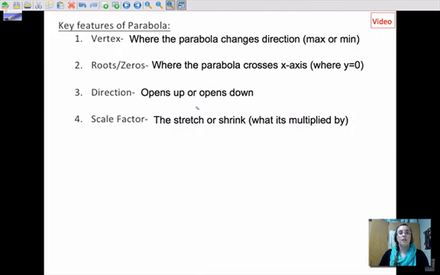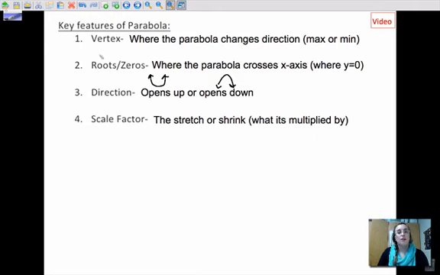Okay, so on our parabola, there are lots of different things that you can think about. Okay, in a parabola, you can define the vertex, which we've talked about. That's where the parabola changes direction. It's usually the maximum or minimum point, the vertex. I'm going to skip number 2 and come back to it. The third one, we can talk about the direction, whether it opens up or it opens down. So that means whether the opening is at the top or the opening is at the bottom. And then the scale factor. This is how much it is stretched or shrunk. Okay? That's the number that it's multiplied by. Okay? That's what the scale factor is.